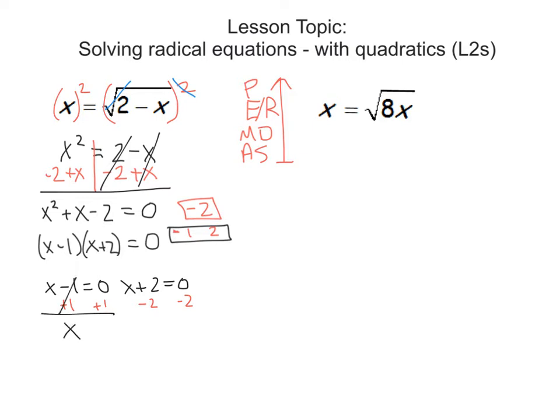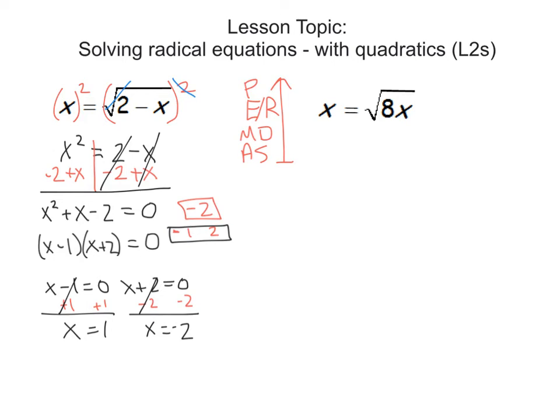In this case, x equals 1, and here x equals negative 2. Now just like with our solving radical equations with linear, not quadratics, our last couple lessons, we do need to check to see if these are extraneous solutions. So we need to make sure that both of them work in the original equation.